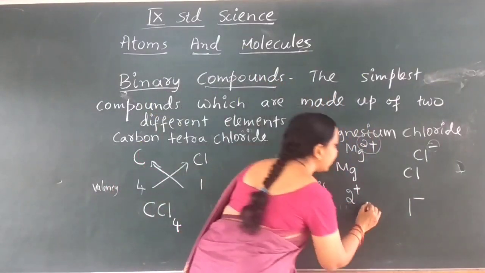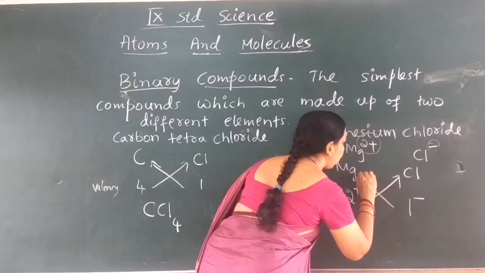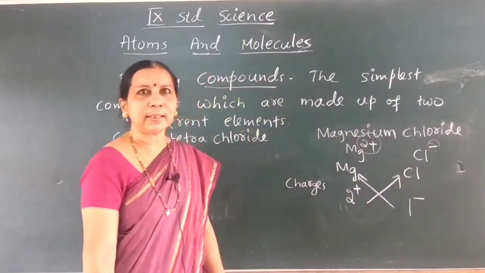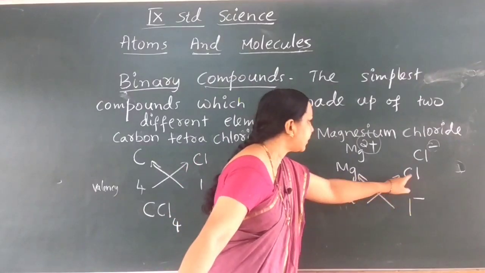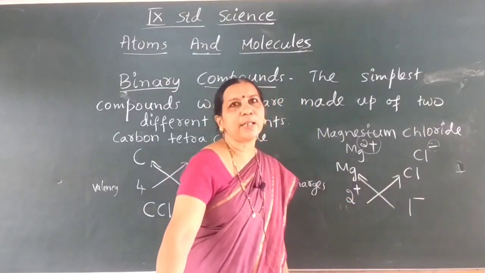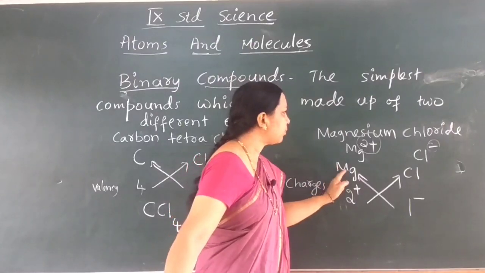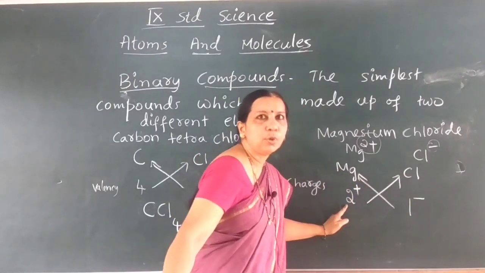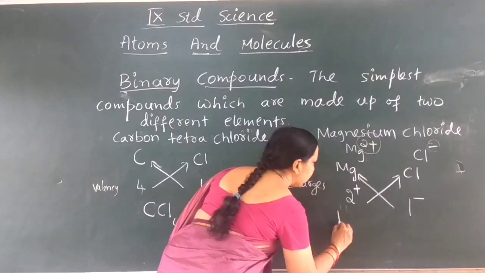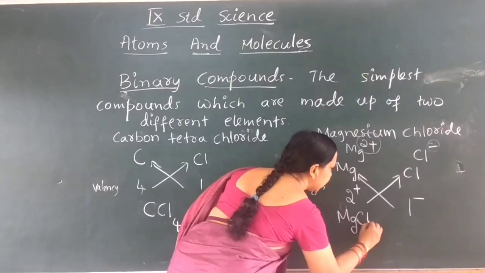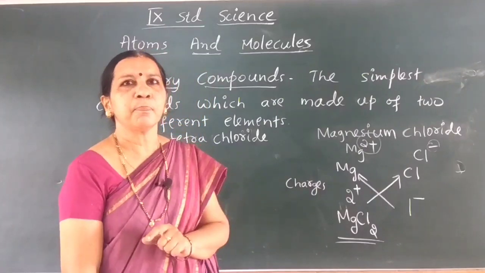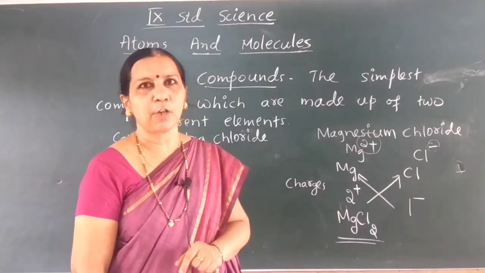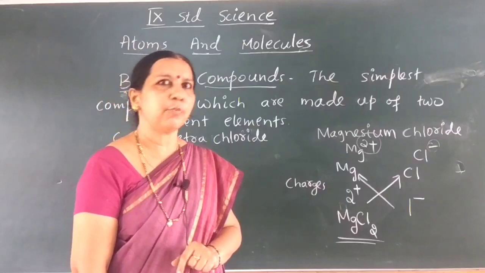Now, crisscross the charges. You can write easily now. So, Mg how much? 1 atom. And Cl how much? 2 atoms. Can you tell me the formula? MgCl2 is the formula of magnesium chloride. MgCl2. So, you have to learn it, children, and must write the symbols of other compounds given also.